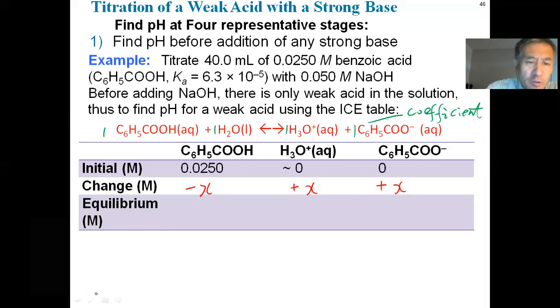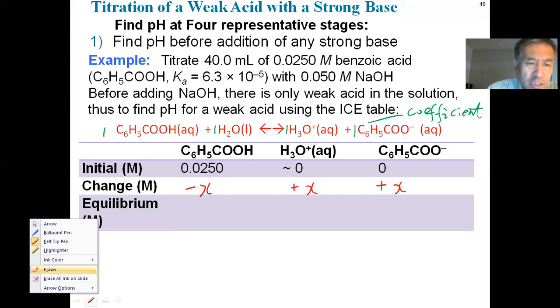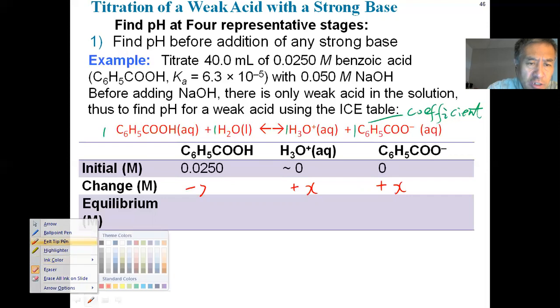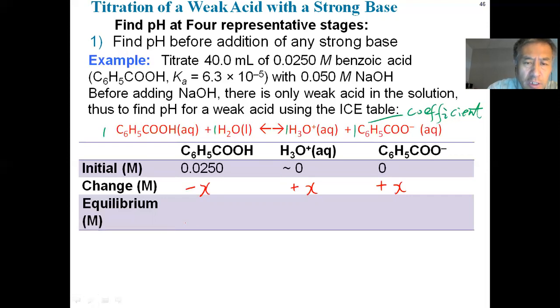Once we know the initial concentration and the change, we can get the concentration at equilibrium. So for our benzoic acid, it will be 0.0250 minus x. For H3O plus it will be x. And for C6H5COO negative, it is also x.